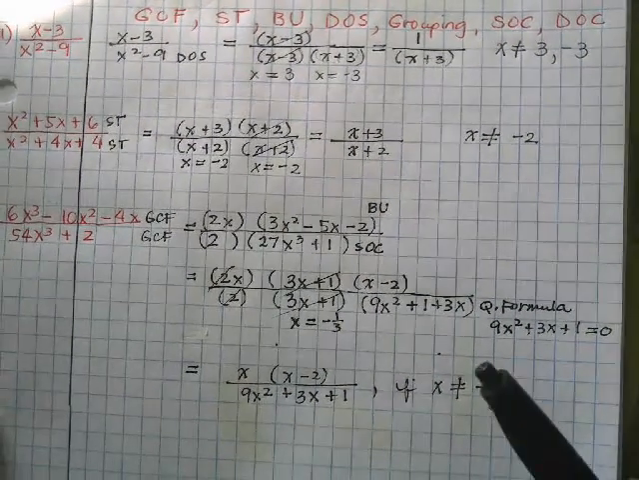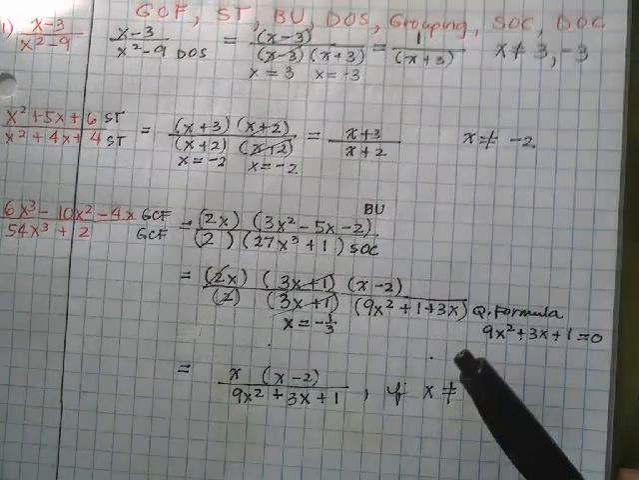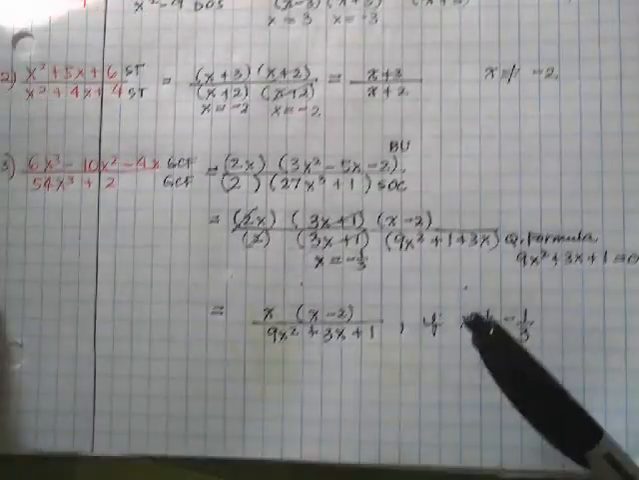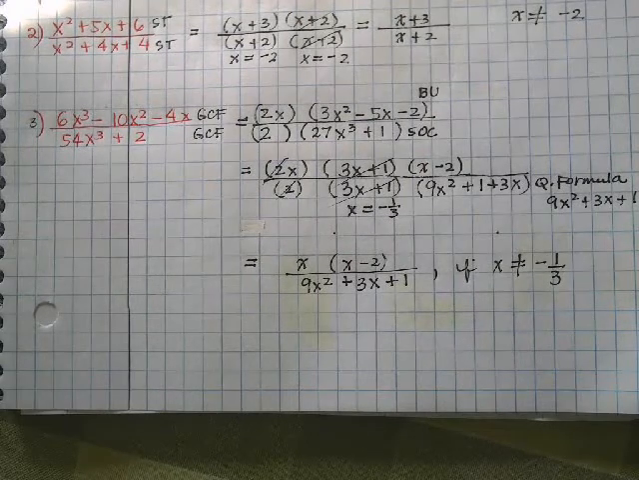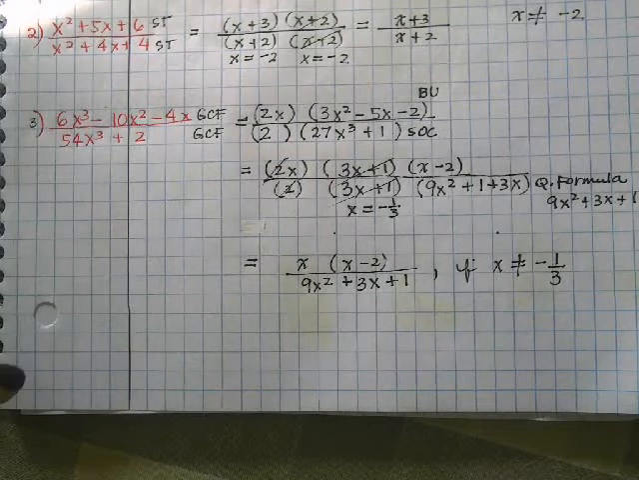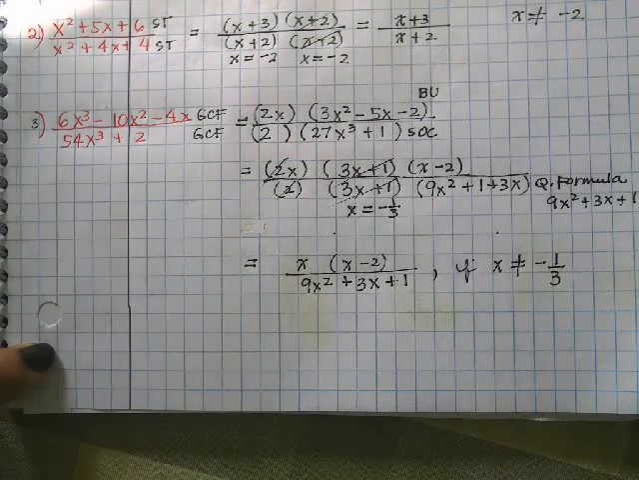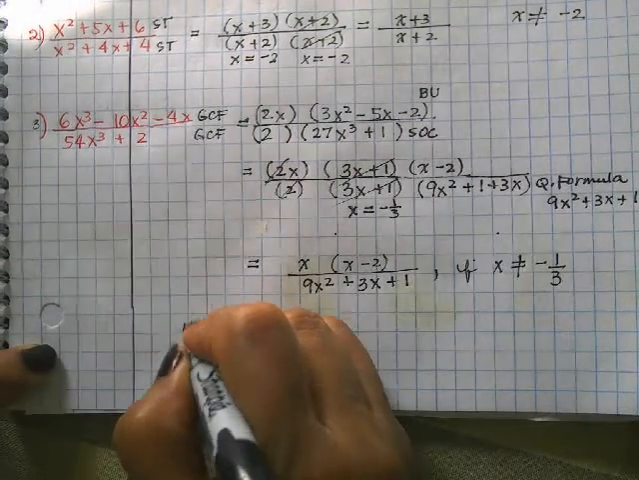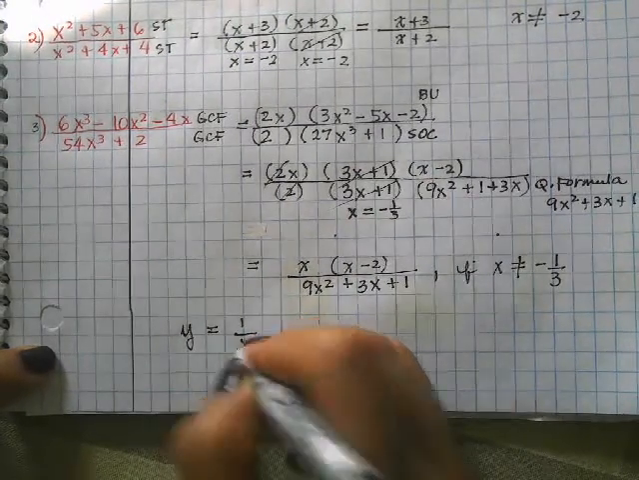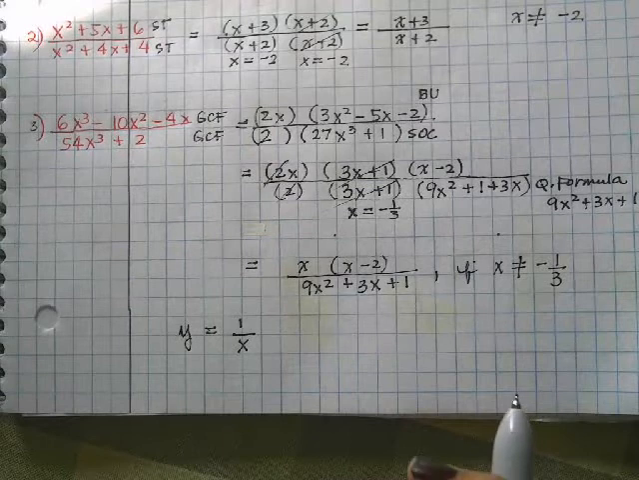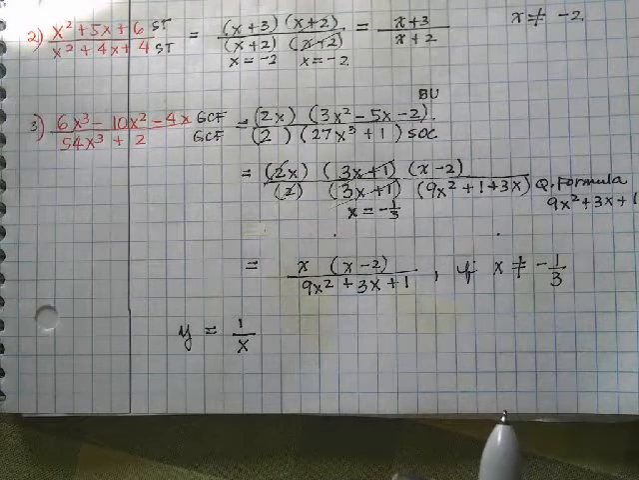Okay, so rational functions. The parent graph of a rational function, the simplest form of a rational function, is y equals 1 over x. This is our parent graph. We already have so many parent graphs.